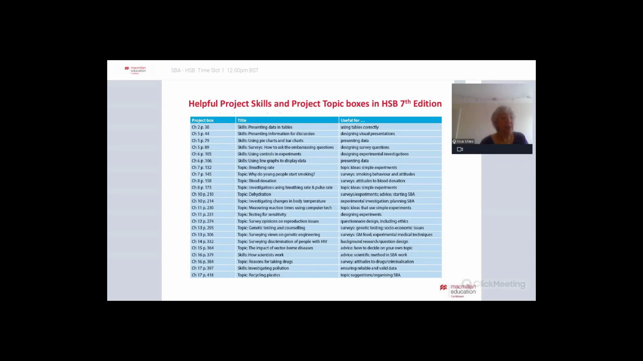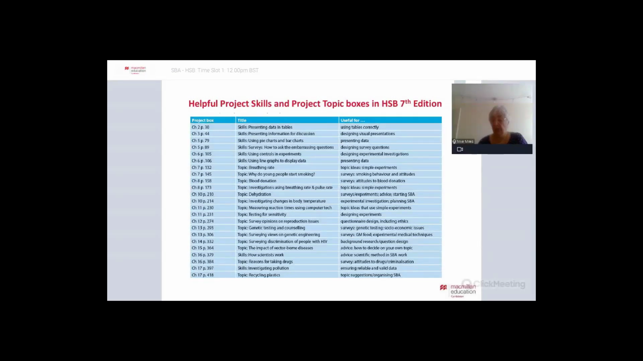Moving on to chapter 6, where I think we've got enzymes using line graphs, and there's a brief description on the best way to present a line graph. Some of these things you would expect to be learned by this year, but actually a lot of weaker students are lacking in confidence about how to do these various things, and it doesn't hurt to actually remind them. And then we've got lots of topics. You can see them there: breathing rate, why do people start smoking, blood donation, investigations with breathing rate and pulse rate, and so on. A huge number of topics.